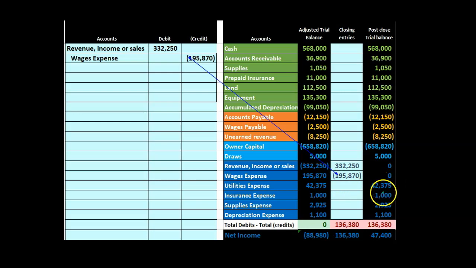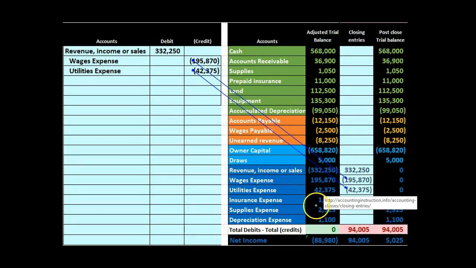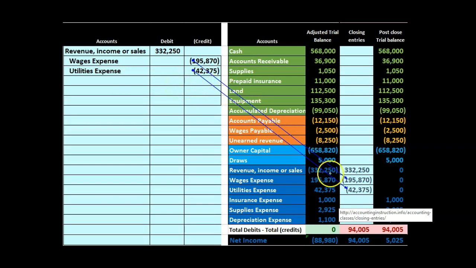Then we're just going to continue this process next with the utilities expense. Utilities expense having a debit balance. Just like all the expenses, this process will repeat itself because all the expense accounts will have debit balances. We're going to bring it down by doing the opposite thing to it. Therefore, we're going to create another piece to our journal entry, just creating the journal entry as we go, crediting, in this case, utilities expense for that 42,375. Once we then post that, we've got the debit 42,375, the credit 42,375, bringing the balance down to zero.